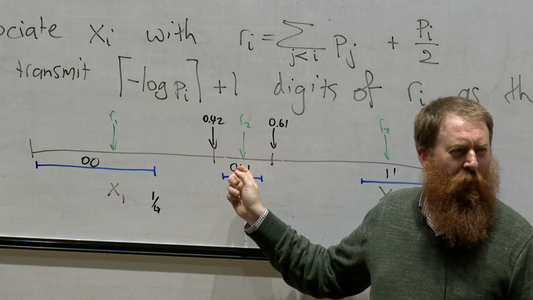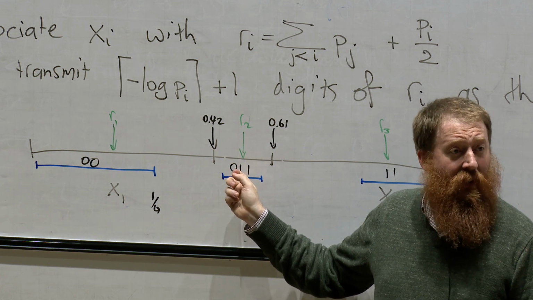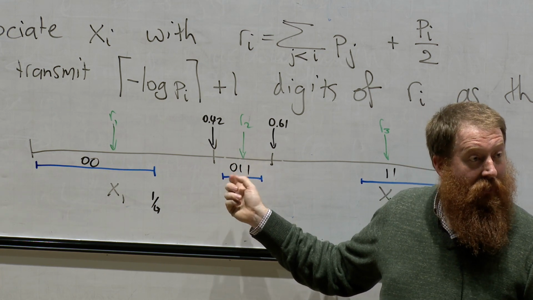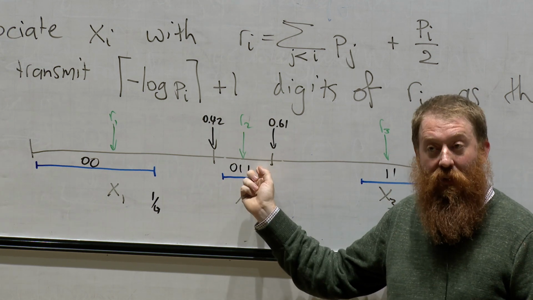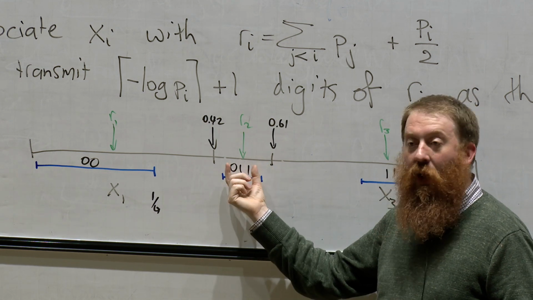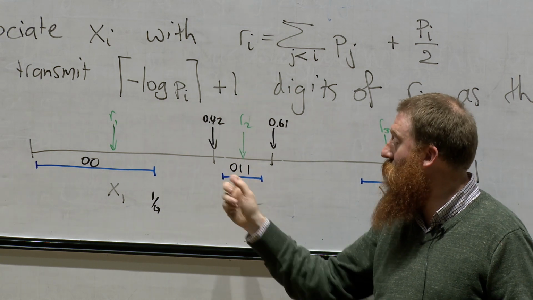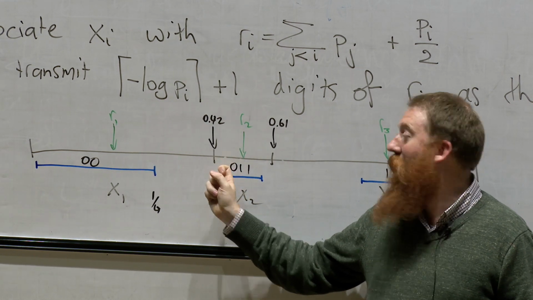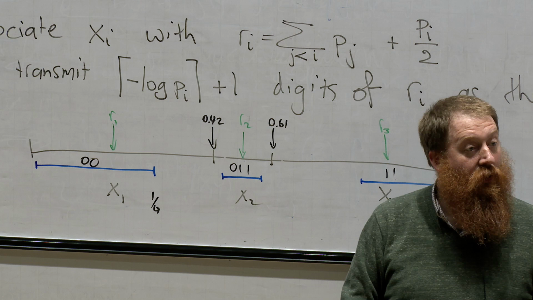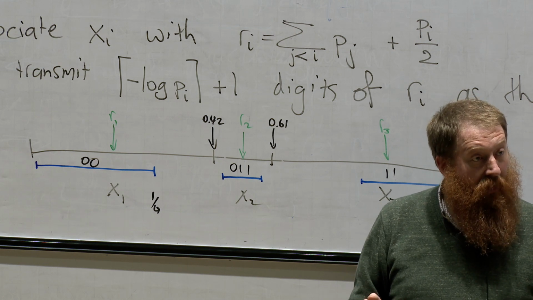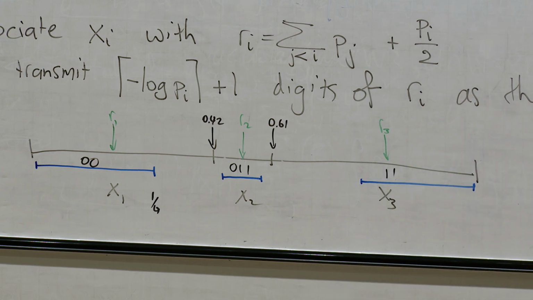I don't know if it's exactly 0, 1, 1. I'm doing this in my head. But you get the idea. Because this interval is narrow, I'm going to have to send more digits so I can refine that probability down so that I know that everything in this interval begins 0, 1, 1, and that contains my R2. Does that make sense? Okay.